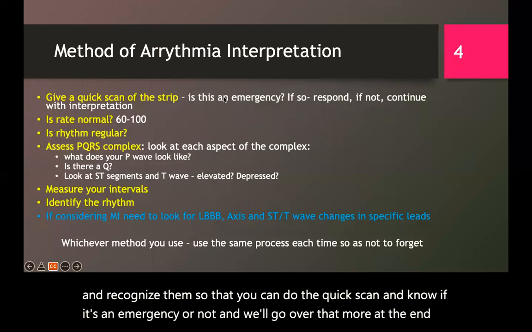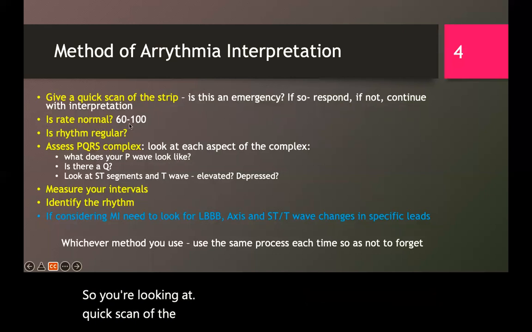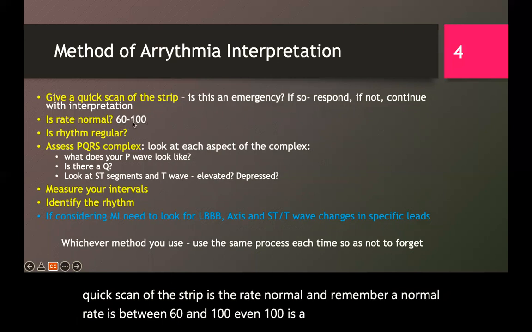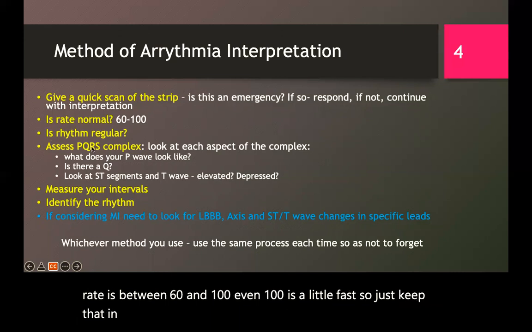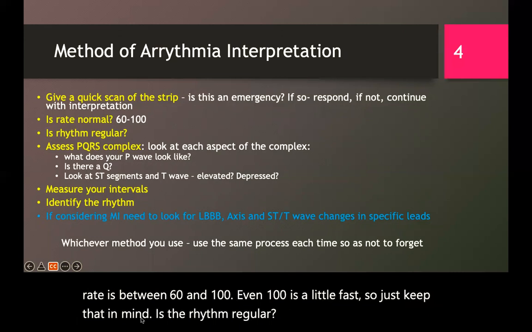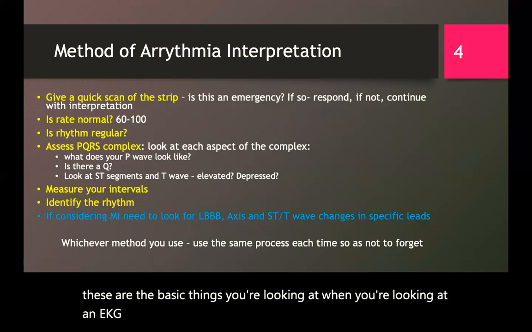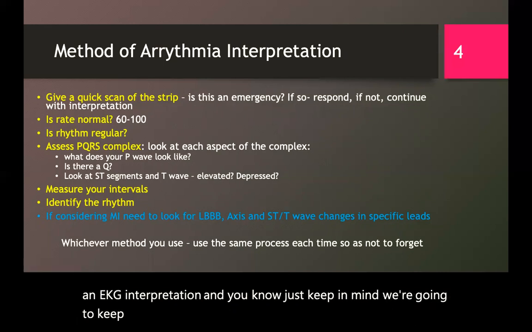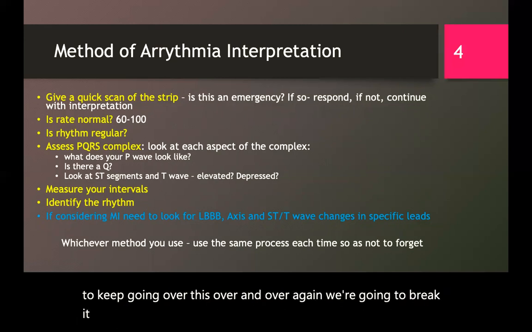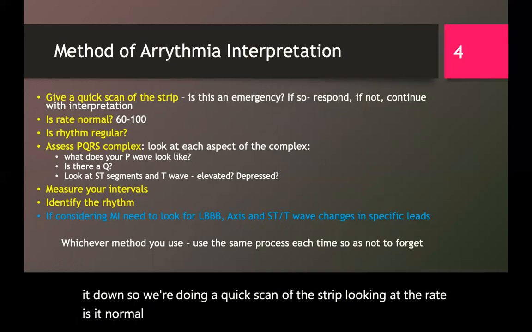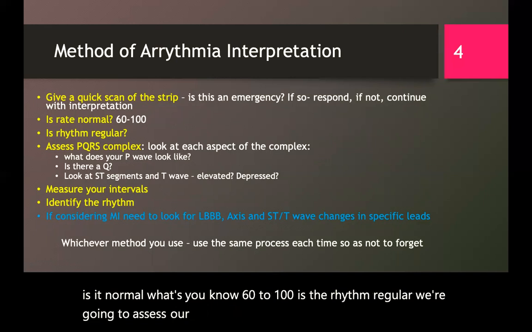So you're looking at a quick scan of the strip. Is the rate normal? And remember, a normal rate is between 60 and 100. Even 100 is a little fast, so just keep that in mind. Is the rhythm regular? These are the basic things you're looking at when you're looking at an EKG interpretation. And just keep in mind, we're going to keep going over this over and over again. We're going to break it down. So we're doing a quick scan of the strip, looking at the rate. Is it normal? 60 to 100? Is the rhythm regular? We're going to assess our PQRS complex. We're going to look at each aspect of the complex.